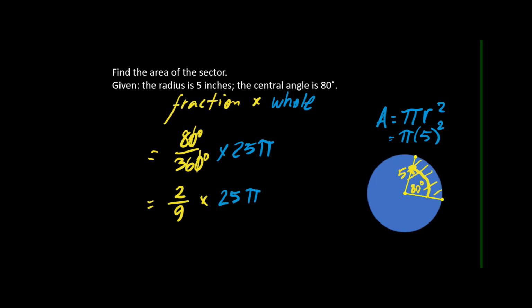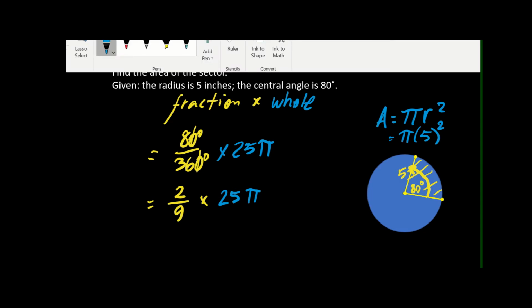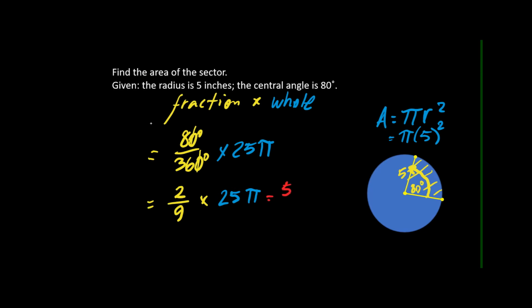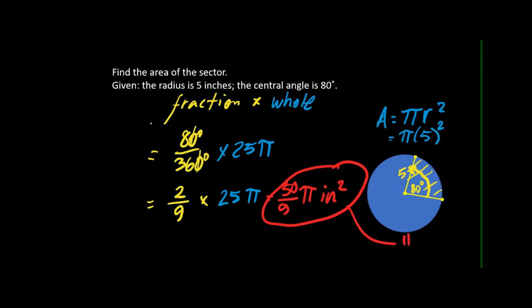Now, there are 2 ways to end this. We can just multiply the numerators. 2 times 25. Let's put our final answer in red here. And just call it 50/9 pi. Let's get some units in here. We're talking about square inches. And we'd be done. Okay, and that's with pi as pi. Just leave it. Don't do anything with it.